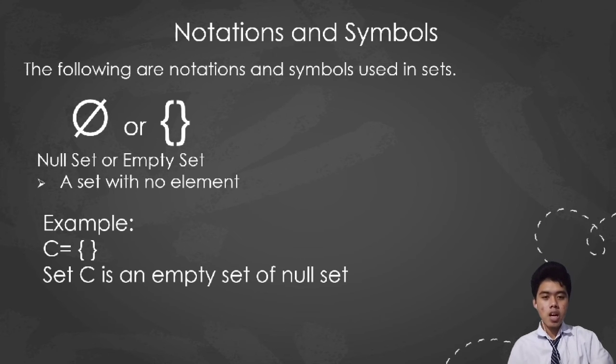Next is the null set or empty set. Yung symbol niya is parang circle na may slash or yung open and close braces or bracket. So when we say null set, it is a set with no elements. Walang elements. So example natin, usually ito talaga yung madalas natin nakikita. Set C is equal to empty set. Walang laman. Walang elements. So set C is an empty set or null set.